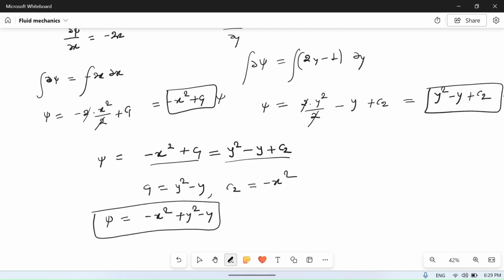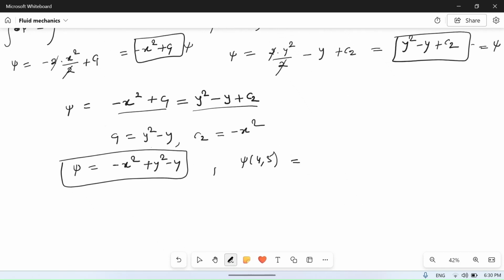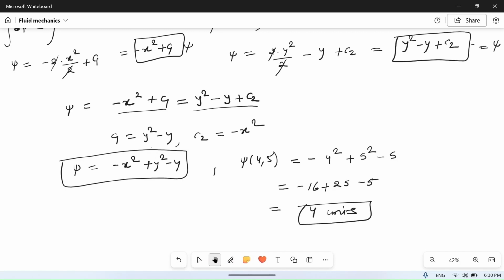Now the value of the stream function psi at (4, 5) will become minus 4 square plus 5 square minus 5, so it will become minus 16 plus 25 minus 5, which is 4 units. This is the value of the stream function at this point (4, 5).